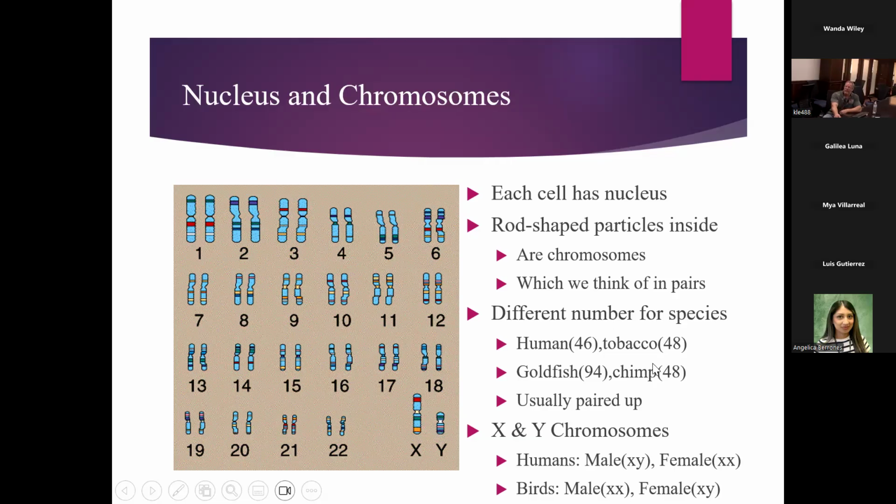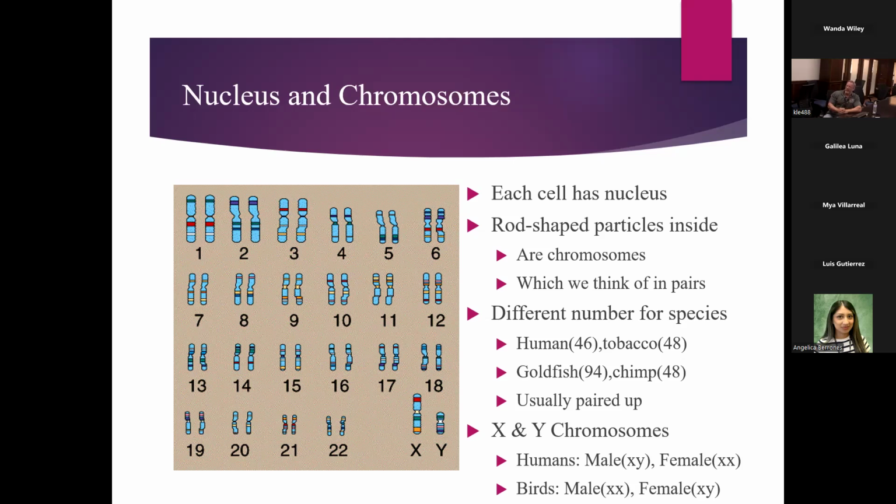And then there's going to be different numbers of chromosomes depending on what species you look at. In humans, for example, we have 46. In the tobacco plant, 48. Goldfish and chimp have different numbers. And these chromosomes are usually going to exist in pairs. So if you look at chromosome 11, for example, it's actually going to be two chromosomes that comprise chromosome number 11. And then, as I said, this is a paradigm that's pretty much consistent across all forms of life we've looked at on our planet.